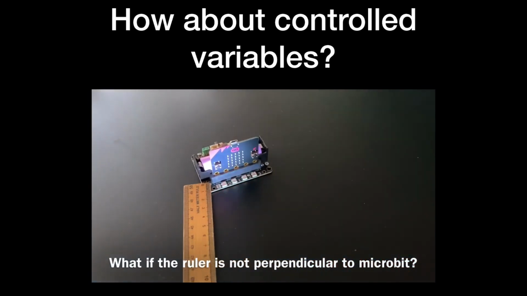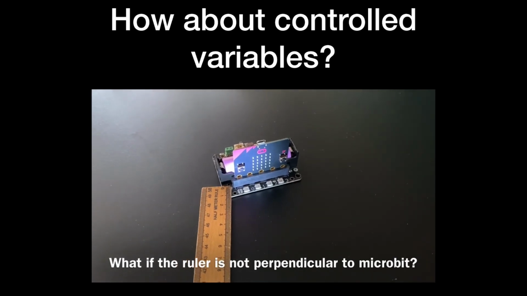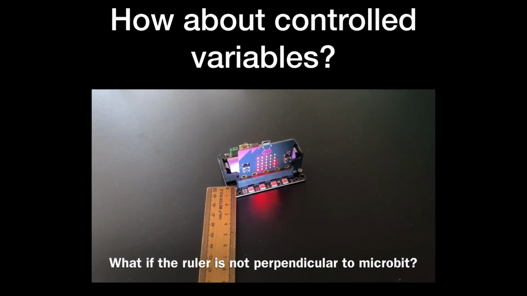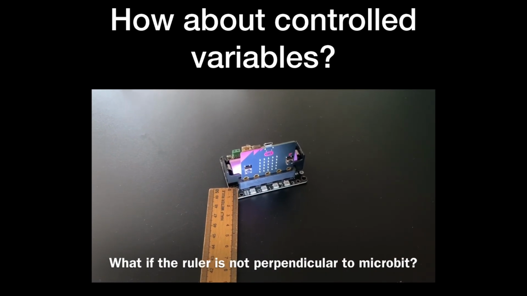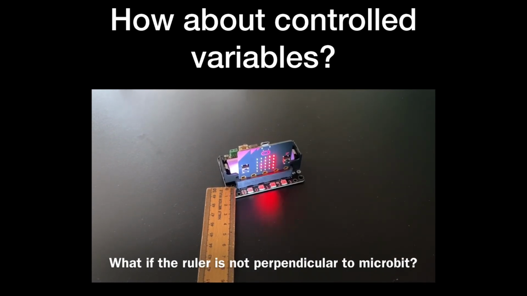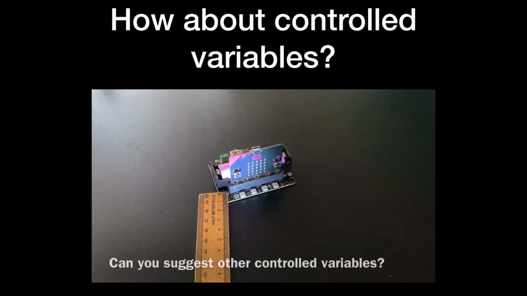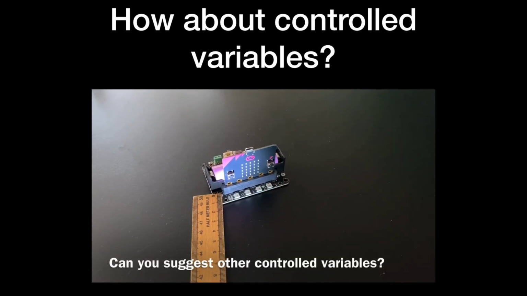And here is the second case. You can see that the ruler is placed but not perpendicular to the microbit. And the result now is 54. You can see that it has a drop in the result.